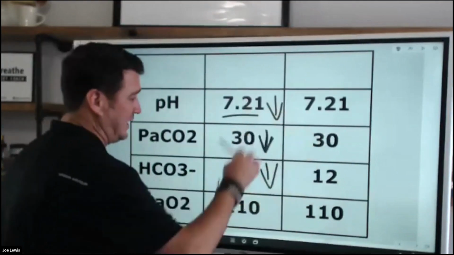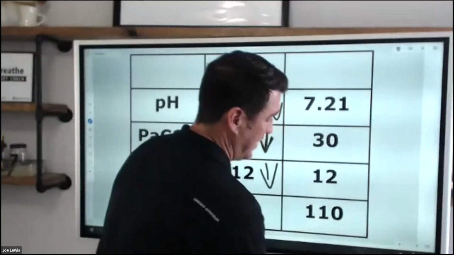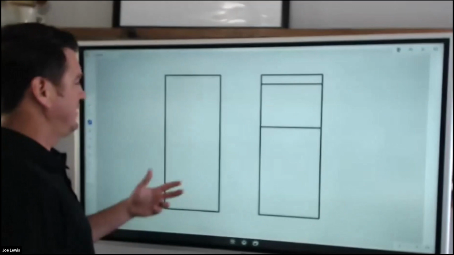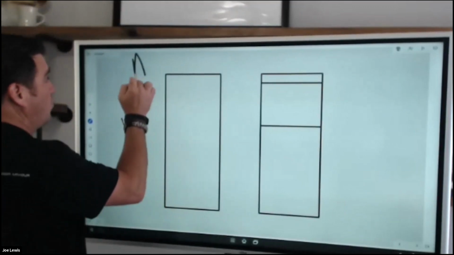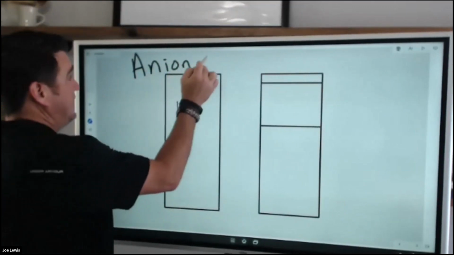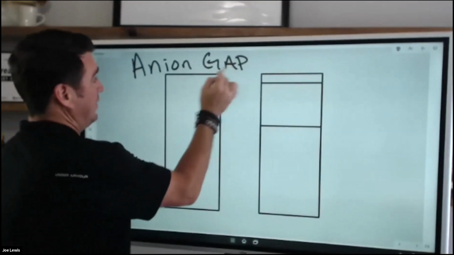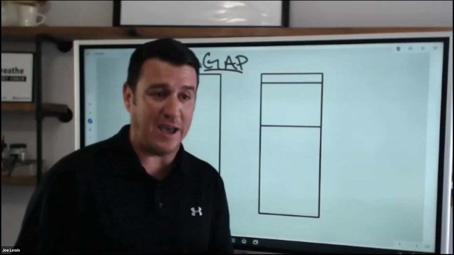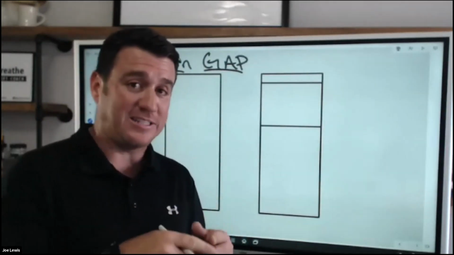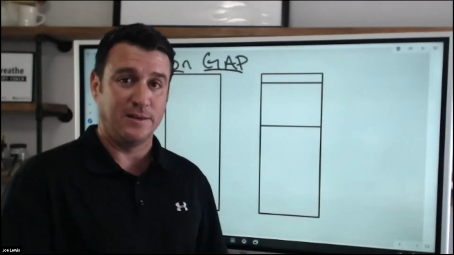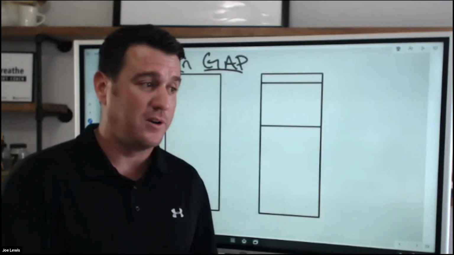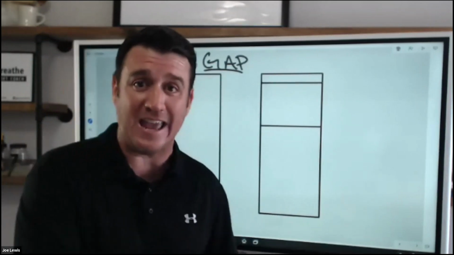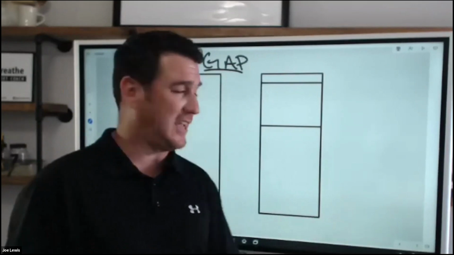We're going to come back to the screen in just a second. But for right now, what is this? Well, this is how we're going to illustrate the anion gap. And that's what I want you to take away from this. Anytime you have a metabolic acidosis present, you have got to ask yourself, I need to assess the anion gap. Well, what is the anion gap?